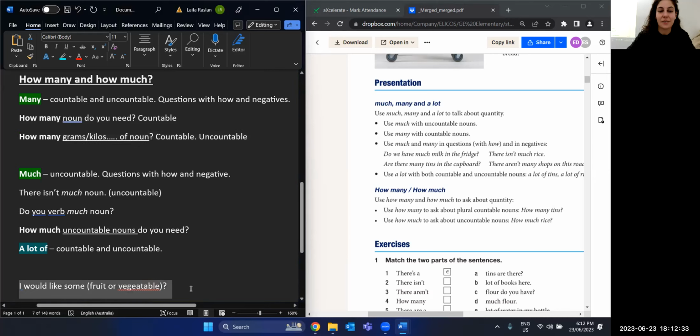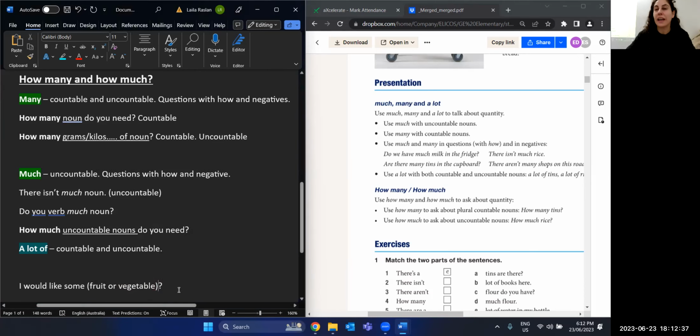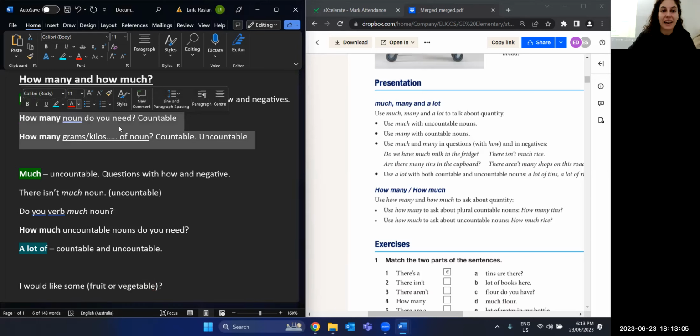I would like some peppers. Yep. Or capsicums in Australia. I would like some capsicums. How many kilos? Yeah, how many kilos of capsicums do you need? Or how many capsicums do you need? Or how many kilos? Yep, so we can use it with this rule because it's countable.